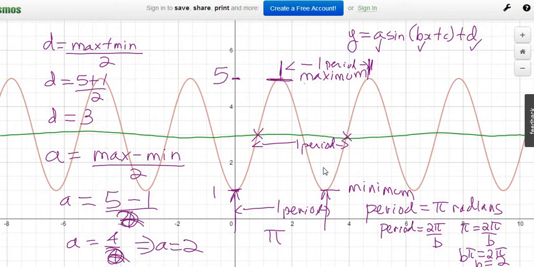So we have a, b, and d. Now, to figure out c, what we're looking for is the starting point of this function. And this point is here. This is defined as the start point.